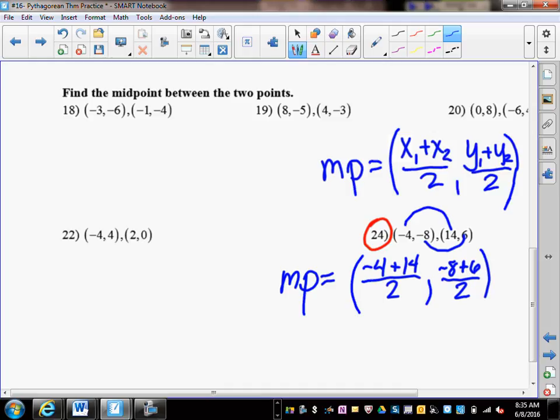Alright, what's negative 14 plus 4? Sorry, negative 4 plus 14. 10 divided by 2. And negative 8 plus 6? Okay, negative 2 divided by 2.